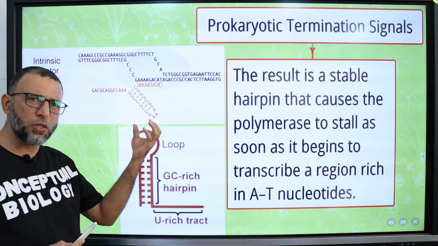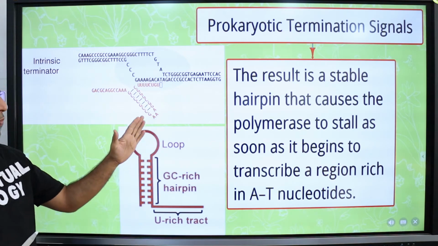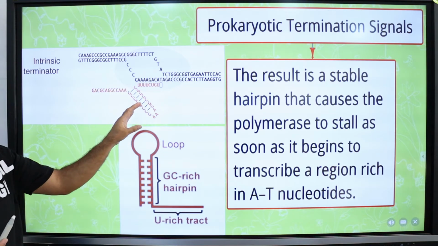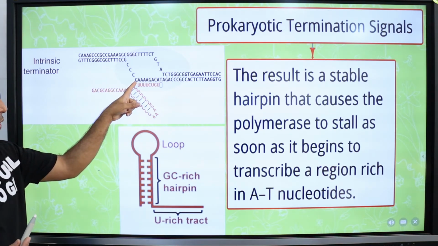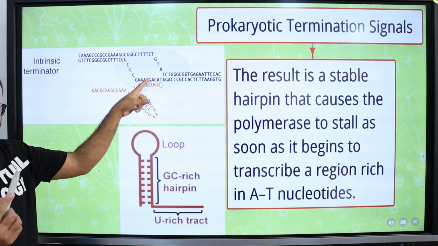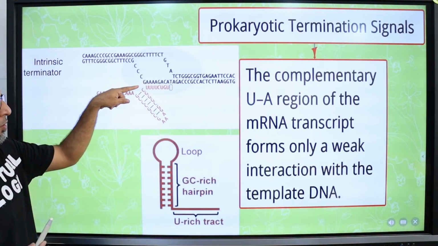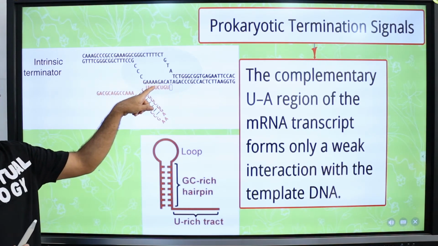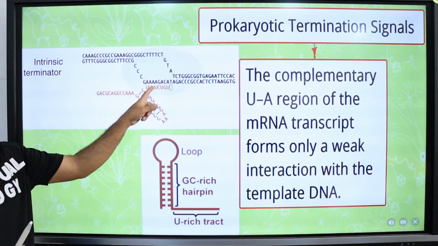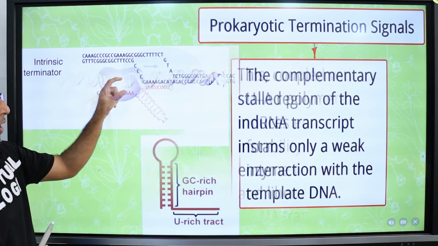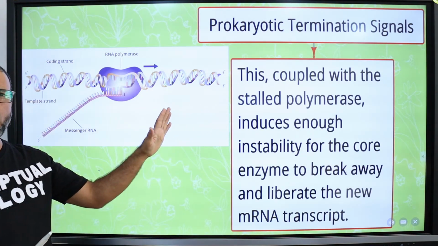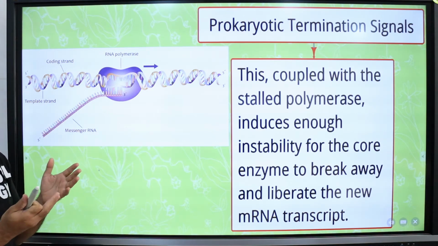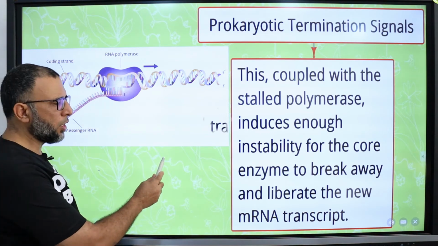The result is a stable hairpin that causes the polymerase enzyme to stall as soon as it begins to transcribe a region that is rich with adenine nucleotides on the DNA template strand. The complementary uracil adenine region of the messenger RNA transcript forms a weak interaction with the DNA template strand. So, this coupled with the stalled polymerase induces enough instability for the core enzyme to break away and liberate the new messenger RNA molecule.